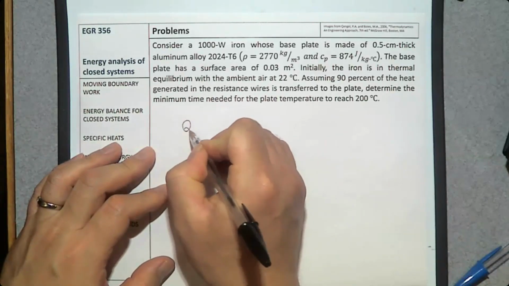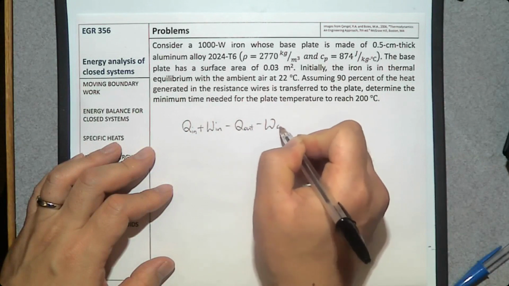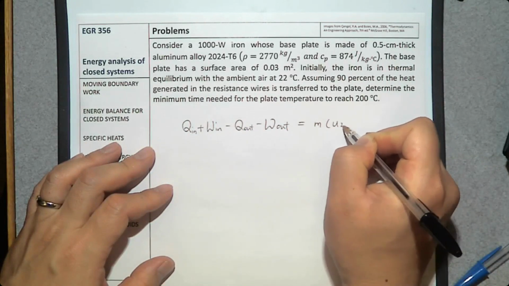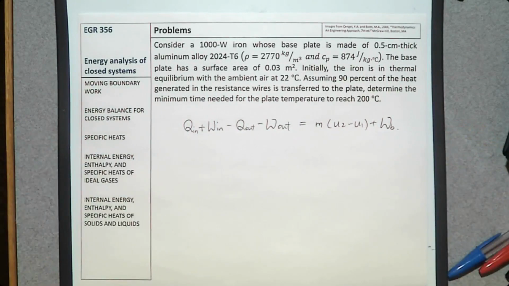So what is the energy balance equation? Q in plus W in minus Q out minus W out is mass times U2 minus U1 plus moving boundary work. This is the general energy balance equation for a closed system. By the way, is it a closed system or an open system? It's a closed system. Why is that? Because the base plate is inside the piston cylinder device? No, the definition of a closed system is when the system's mass does not change during a process. The mass of the base plate is not going to change, so it's a closed system.